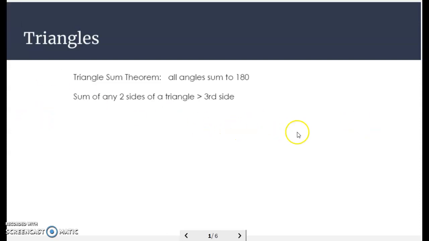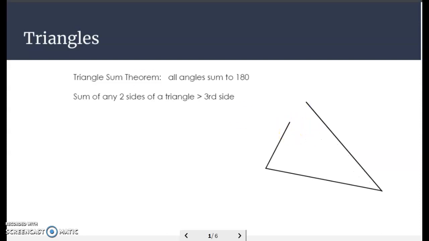Let me show another one here, just by an illustration. Let me connect this triangle here just to make it complete. There we go.